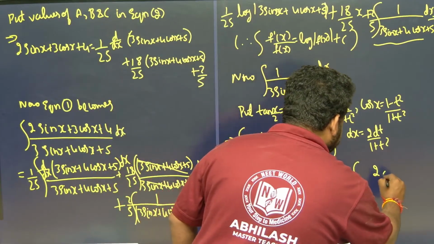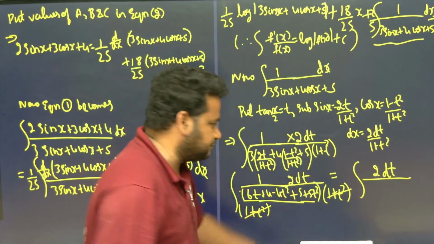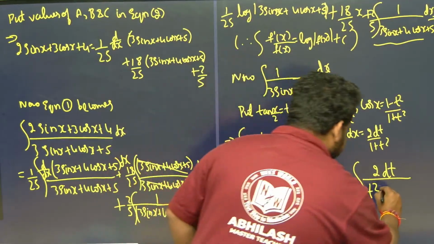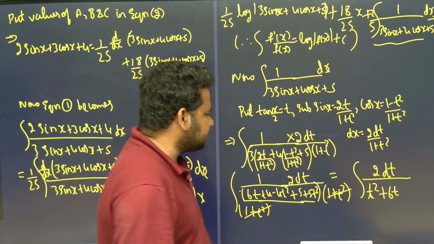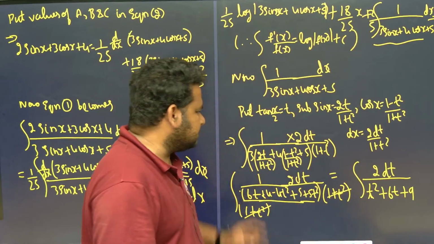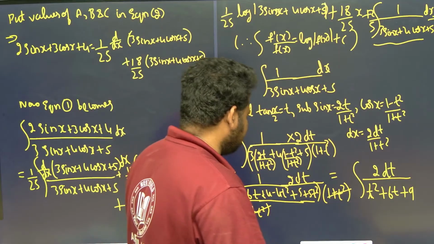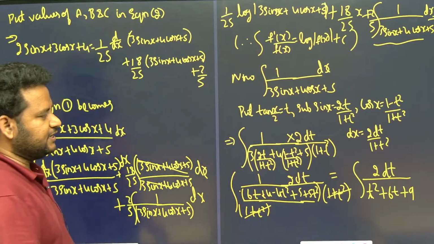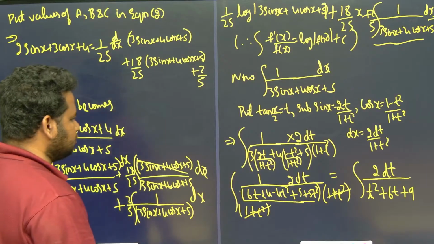This I can write as the integral of 2 dt by, 5t square minus 4t square is t square, so it is t square plus 6t, and 5 plus 4 is 9. So it is t square plus 6t plus 9, with 2 dt. Let us go to the next page, friends.